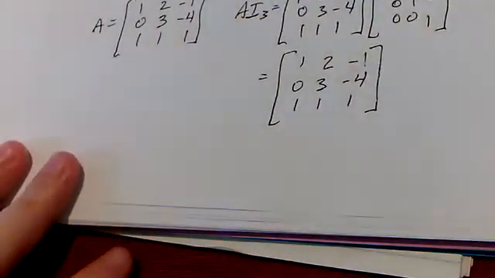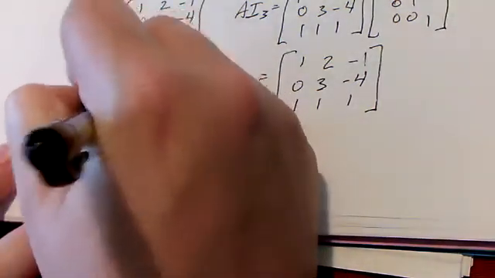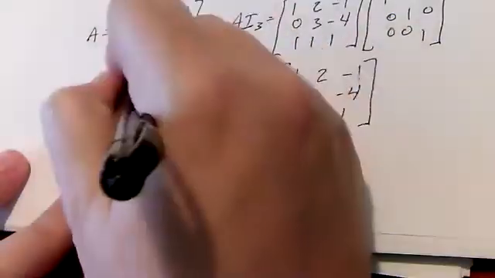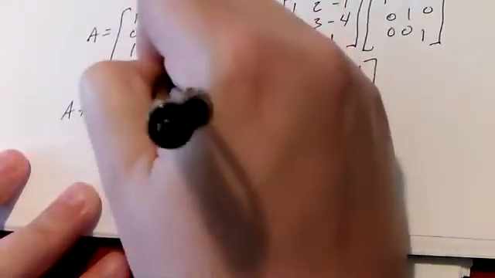Now, that's not necessarily the same thing if you add it. So if I have A plus I3, then I am adding 1 at each of these points on the diagonal. But notice that the points off the diagonal are not going to change.